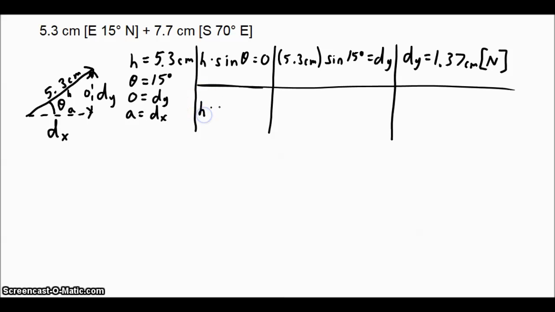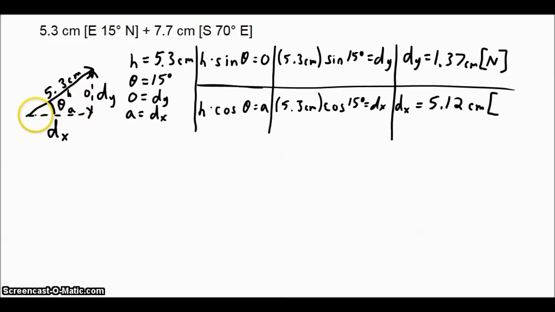For the adjacent side, we're going to use cosine. And so 5.3 centimeters times cosine of 15 degrees will be our dx. And solving that, we get 5.12 centimeters, and this one's going to the east. And so we've resolved our first vector.